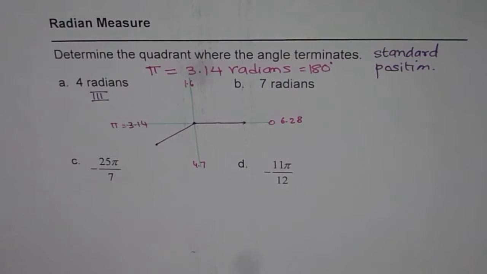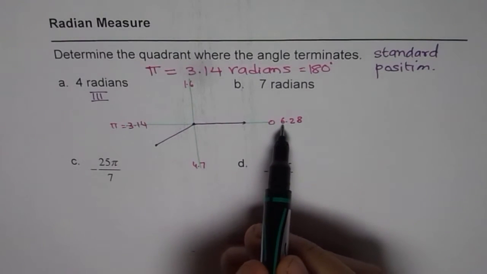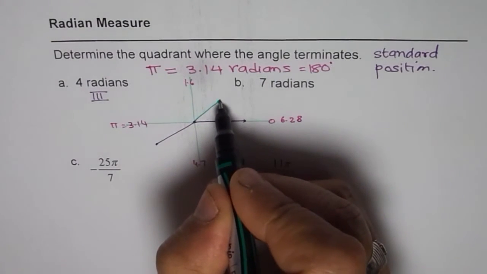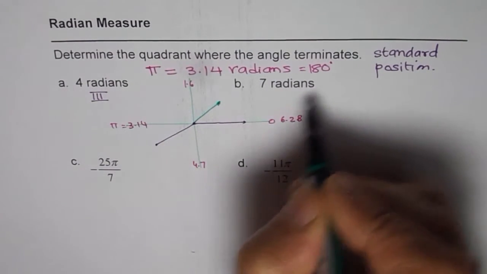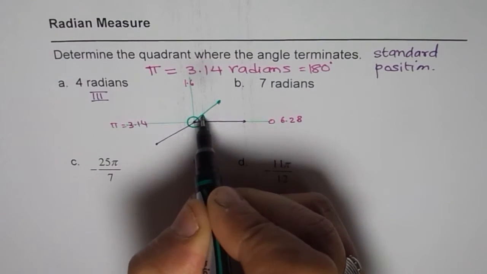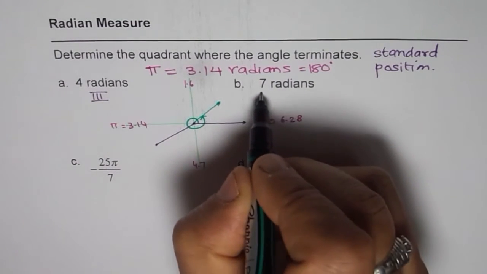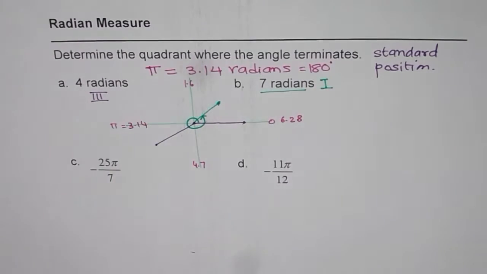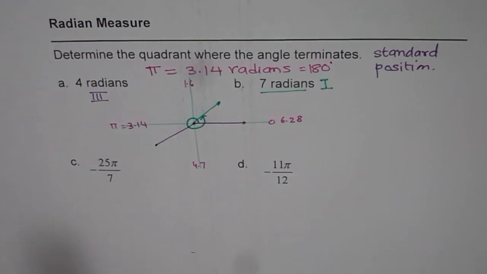Now let us take up the next one, which is 7 radians. Now 7 is more than 6, right? So it should be terminating somewhere in quadrant 1, right? So it will be somewhere here. So this 7 means it will go through one full circle and then come. That is 7 radians, correct? So that will terminate in quadrant 1. Perfect.